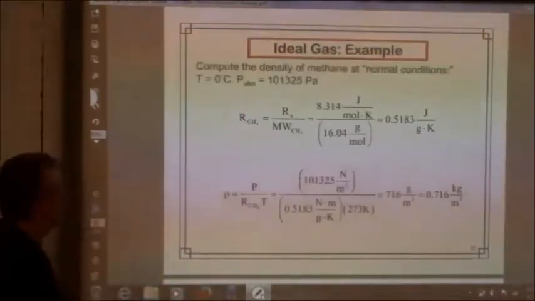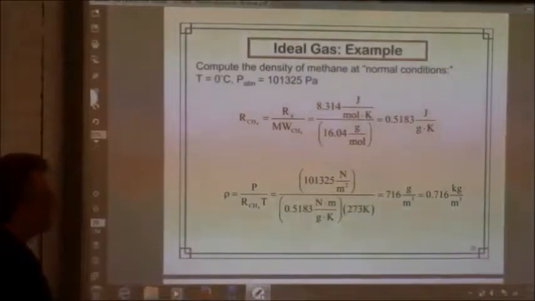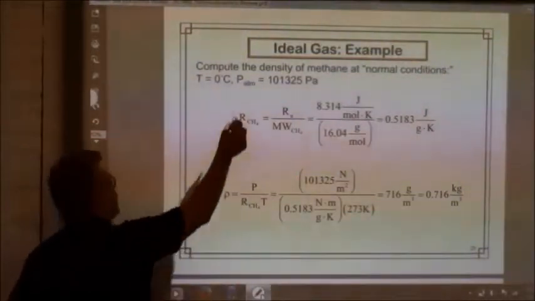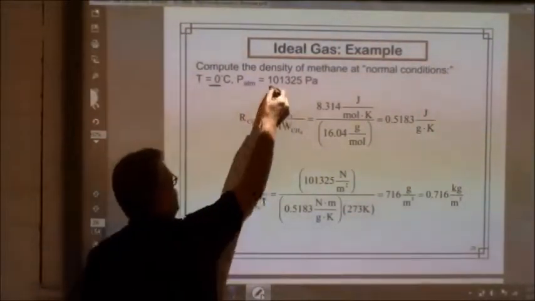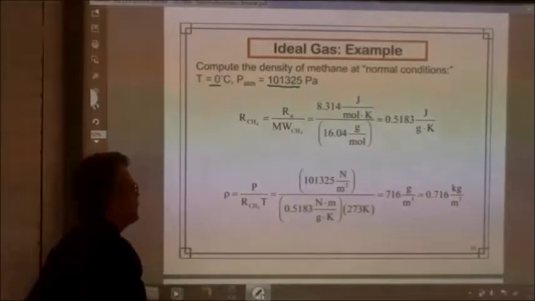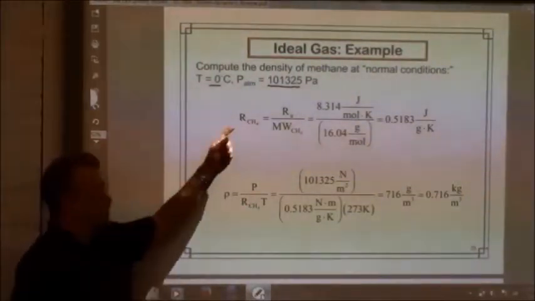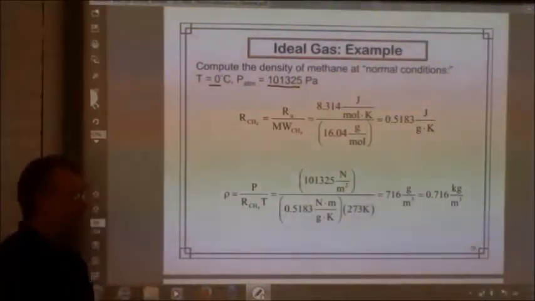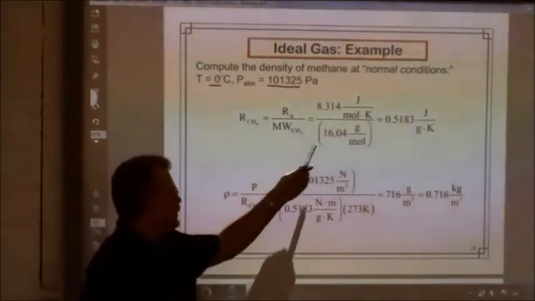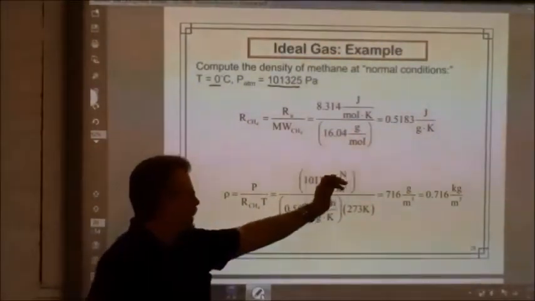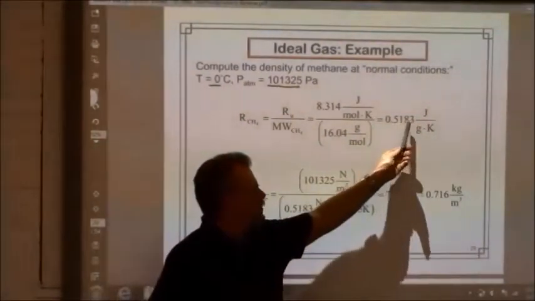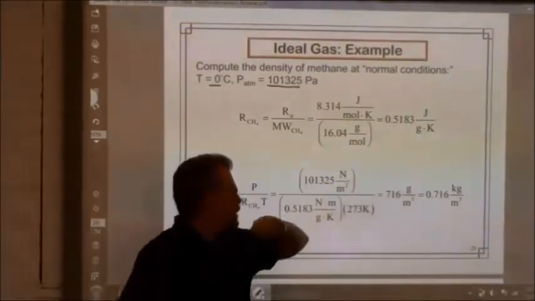Okay. And this is how we would do it. This is an example. Compute the density of methane at normal conditions, where normal conditions are given at 0 degrees C and atmospheric pressure. Now, the first thing we're going to do is find an ideal gas constant for methane by dividing by the molecular weight of methane. So this is now 0.5183 joules per gram Kelvin.